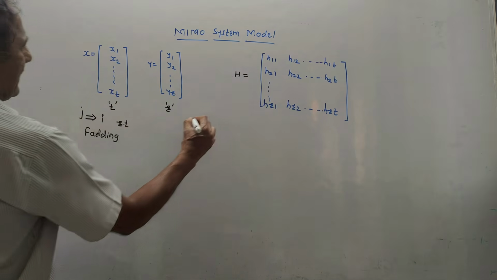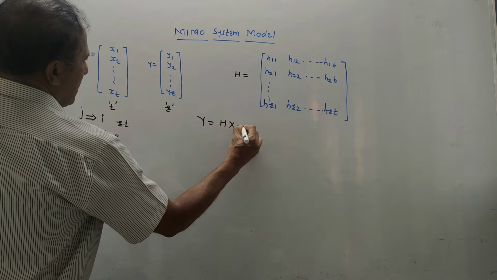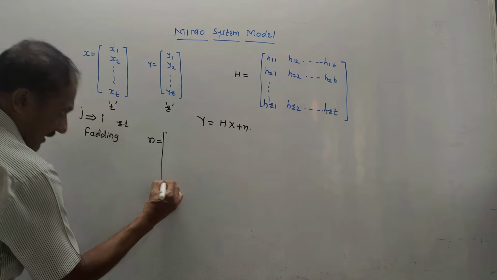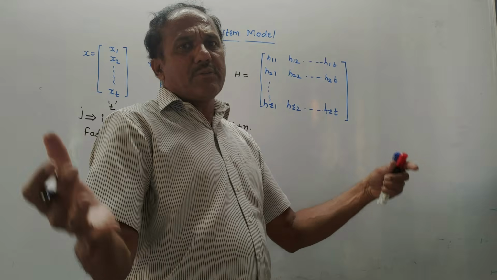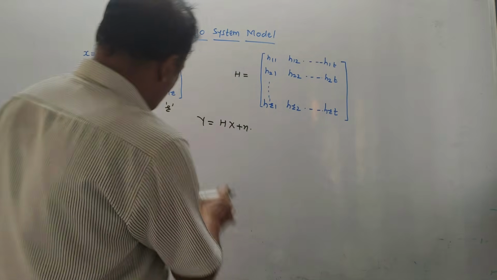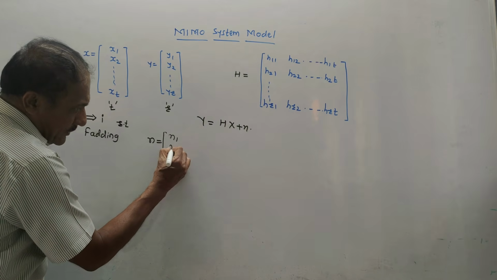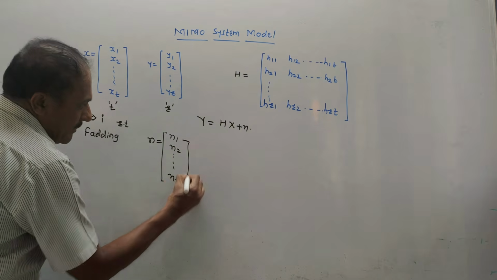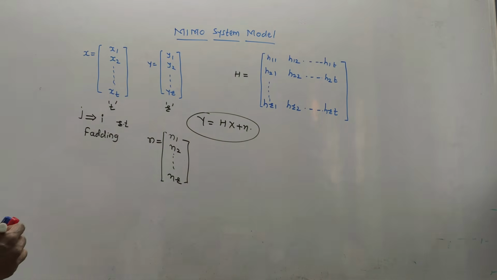Now the output matrix is given as y equals Hx plus n, where n is the noise matrix. That means whenever the signals reach the receiver, some kind of noise gets added. So this again we need to introduce into the system. It is represented as a column matrix n1, n2 up to nr, which represents the noise matrix. It's very simple. You just need to remember this formula, y equals Hx plus n.